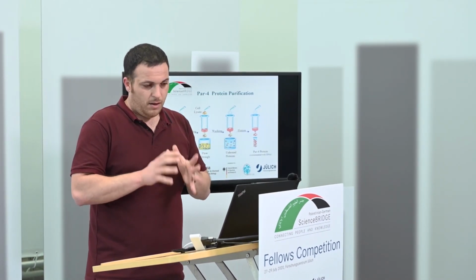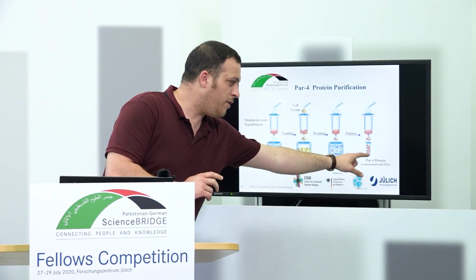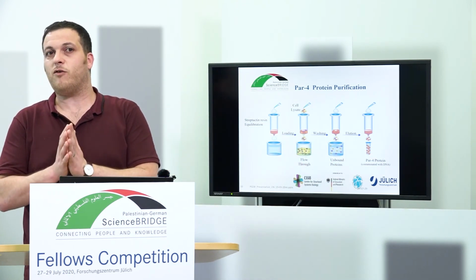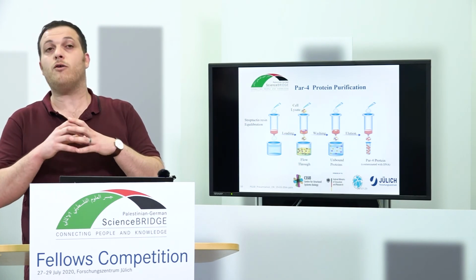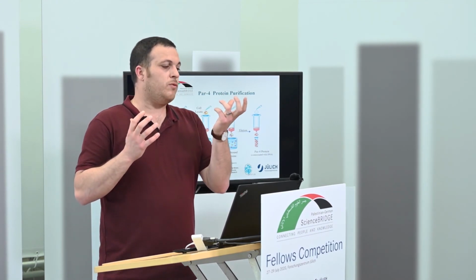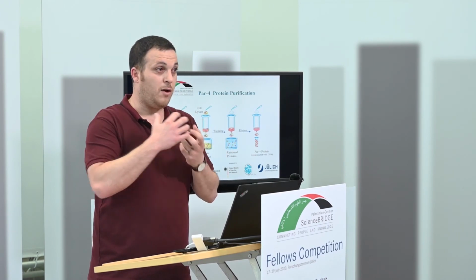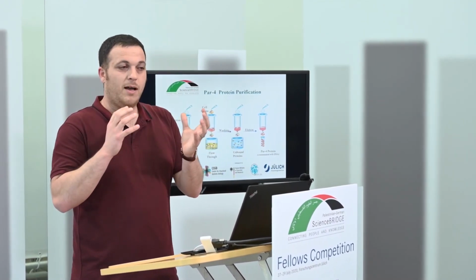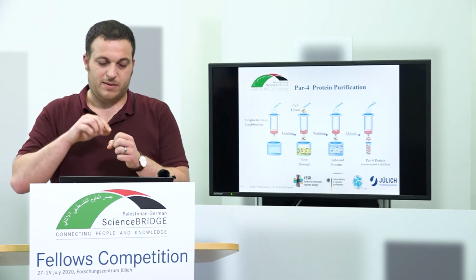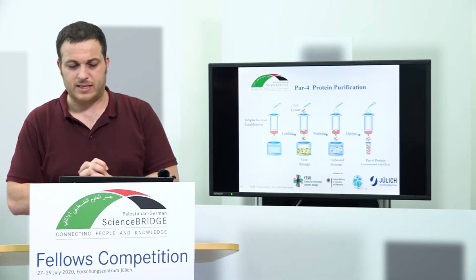So now I'm facing a problem: the Par-4 that is eluted is contaminated with DNA, and we want Par-4 protein to be clean of DNA. We want to get rid of this DNA, because if DNA binds to my protein, it will affect the interaction with other proteins, and I want to understand the structure of the protein when it is bound to other proteins. So if there is DNA, it will affect the binding of the target protein, Par-4, to its partner proteins.